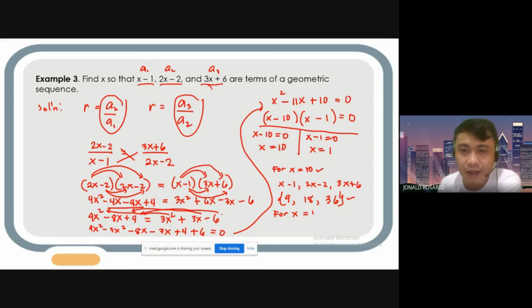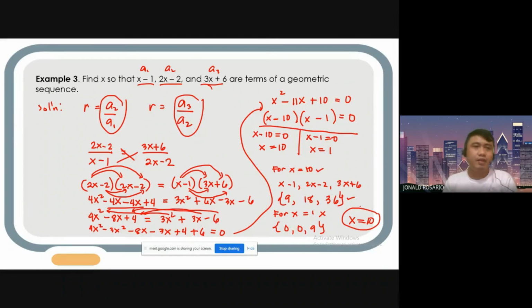Tingnan natin kapag ang ating x ay 1. Kapag ang x natin ay 1, 1 minus 1 is 0. 2x, 2 times 1 is 2 minus 2 is 0. 3 times 1 is 3 plus 6 is 9. Kunin natin ang common ratio. 0 divided by 0 is undefined. So we cannot have this x is equal to 1. So this is wrong. So ang ating x lang ay 10. Our x is 10 lang. So that is our example number 3.